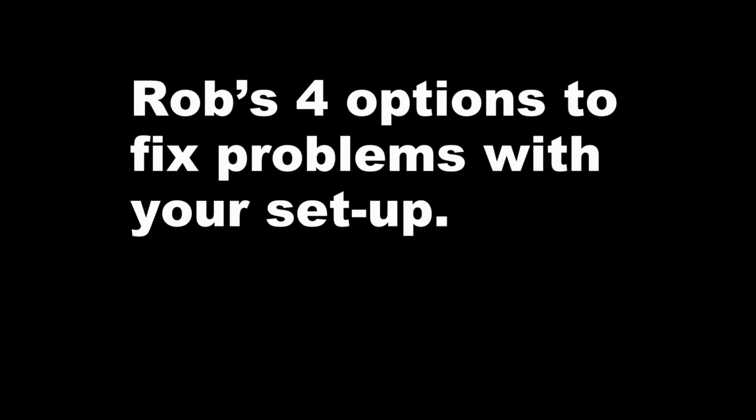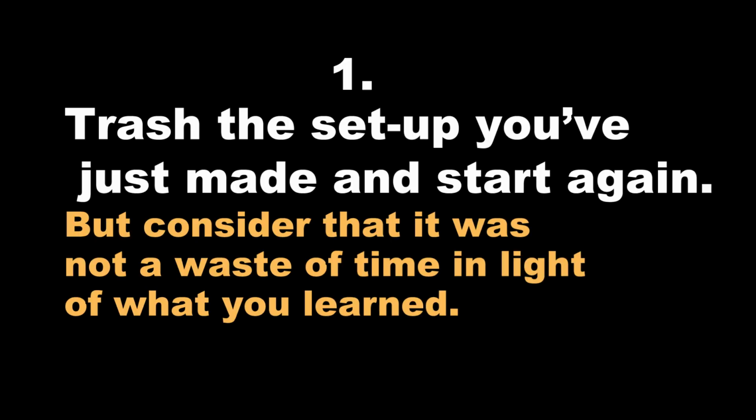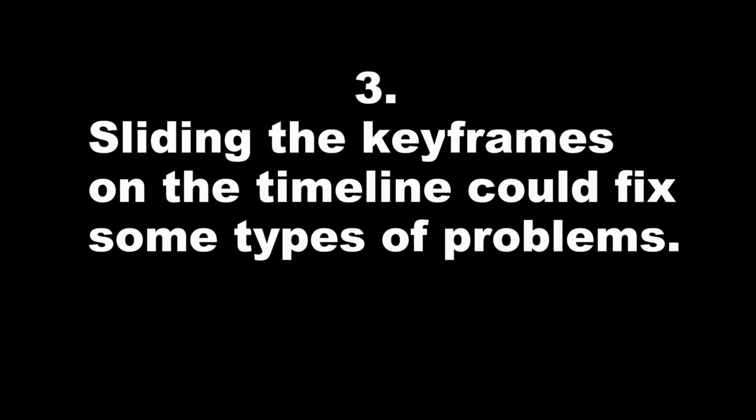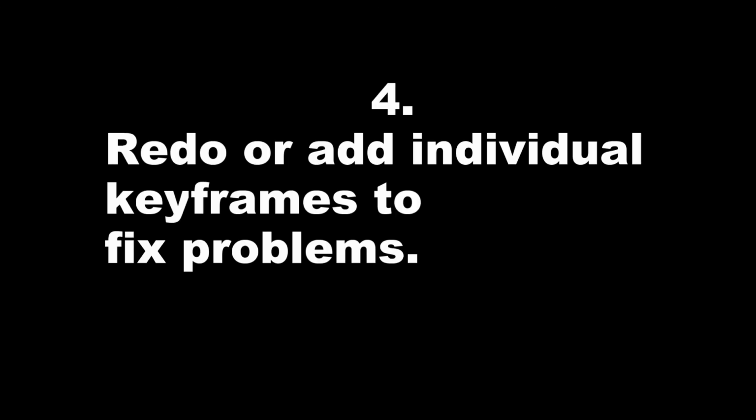But here are my 4 options to fix problems when your setup just isn't working. Number 1, just trash the setup that you've just made and start again. Consider it was not a waste of time in light of what you've learned. Number 2, you can do videos or use the set to pull out the good parts that you can use. Number 3, sliding keyframes along the timeline left or right sometimes helps fix problems. Number 4, redo or add individual keyframes to fix problems. It makes the scene more accurate.